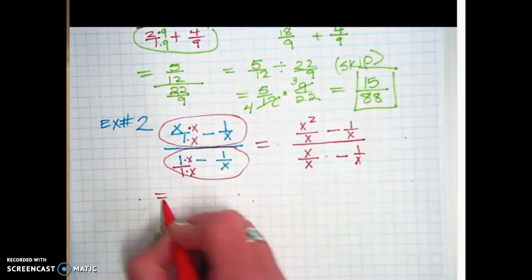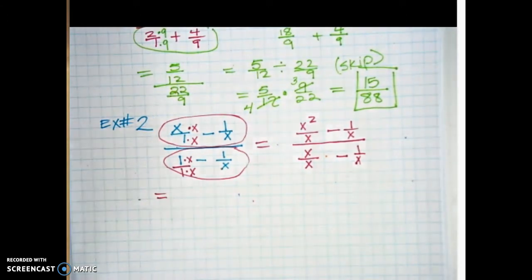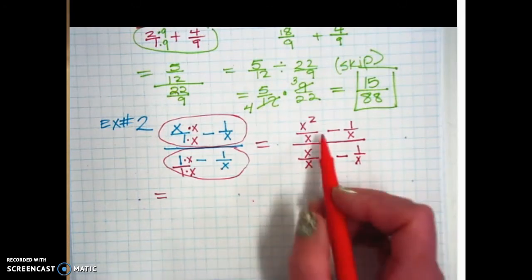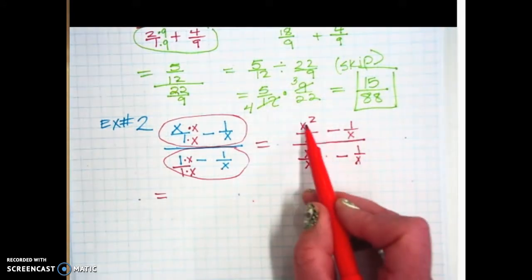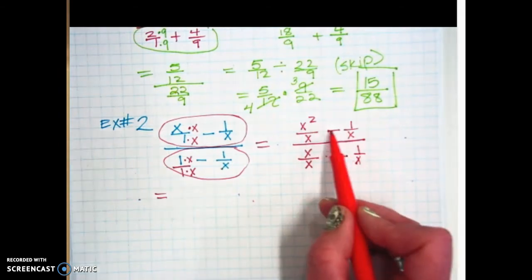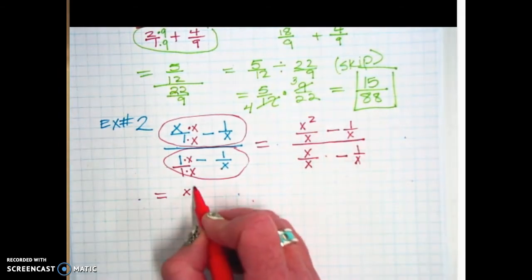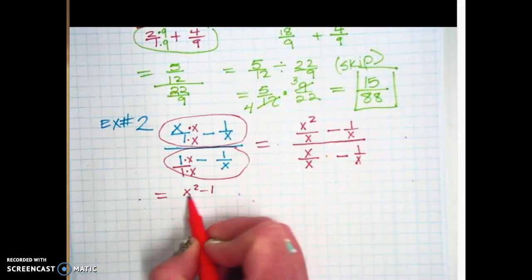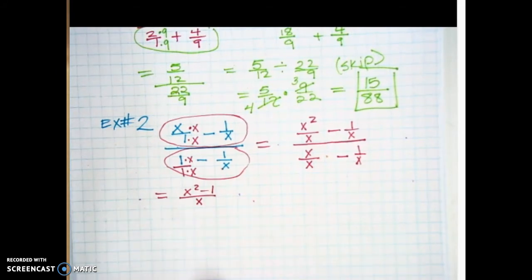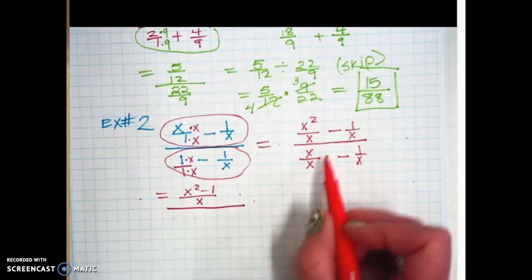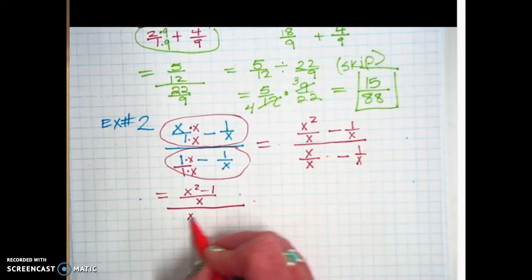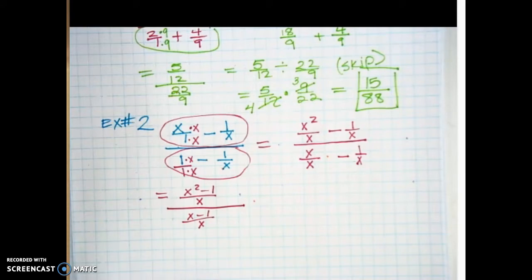Now let's simplify. Okay. So for the numerator up here, we're going to combine these two. We're going to have x squared minus 1 over that denominator of x. And then in the denominator, we're going to have x minus 1 over x.